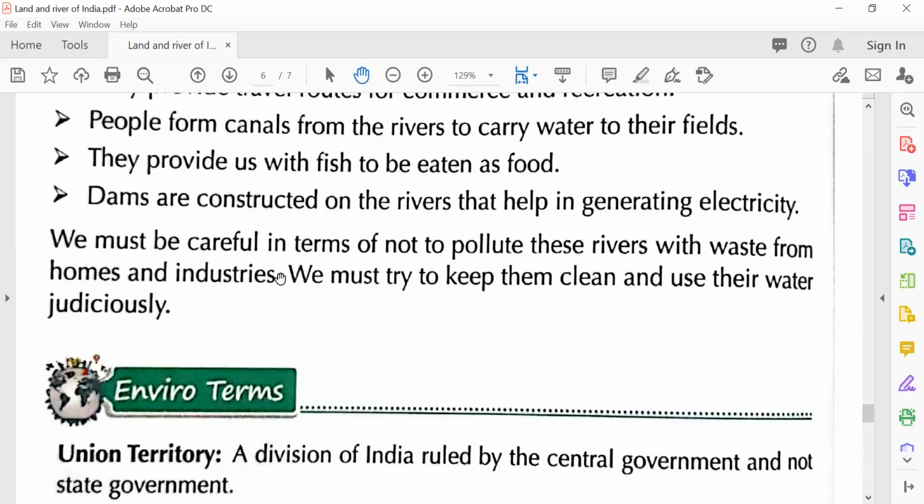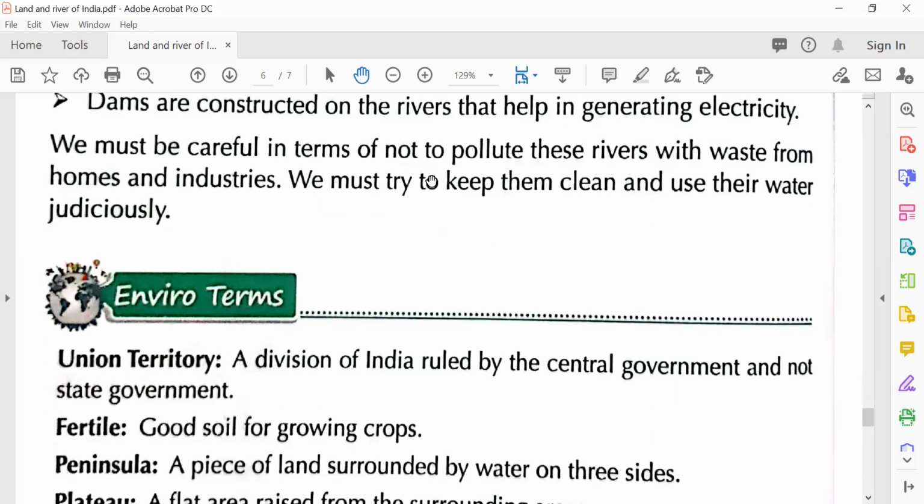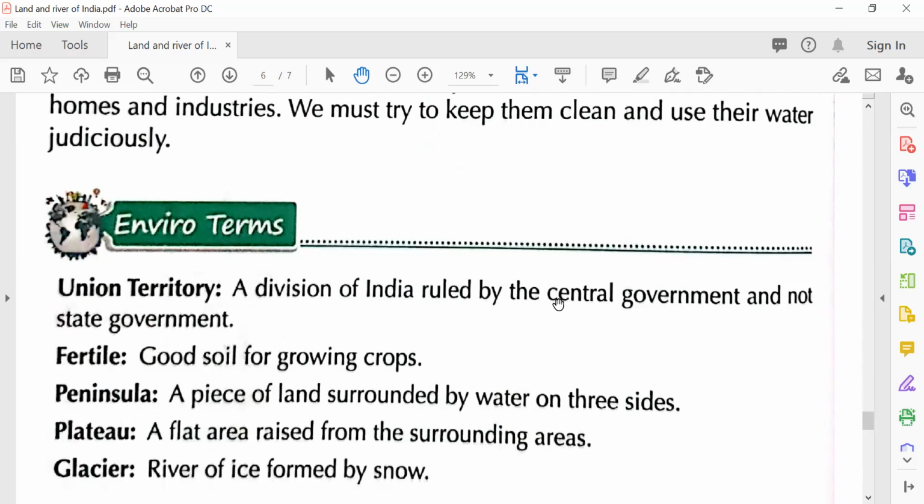Generating electricity. We must be careful not to pollute the river with waste from homes and industries. You should not take the garbage of your home and throw it in the river, because it will affect many water animals, even fishes, and also people. We must try to keep them clean and use the water judiciously. So we should not waste the water.